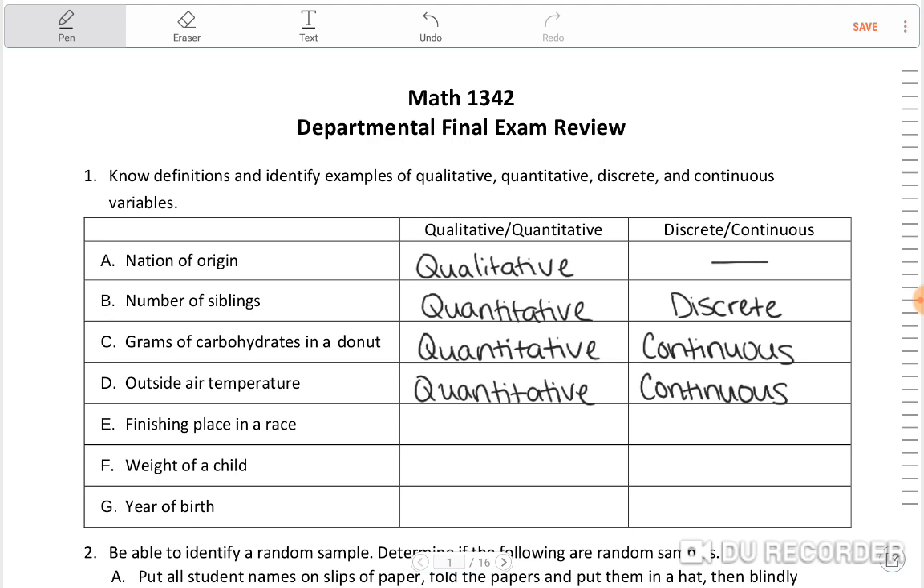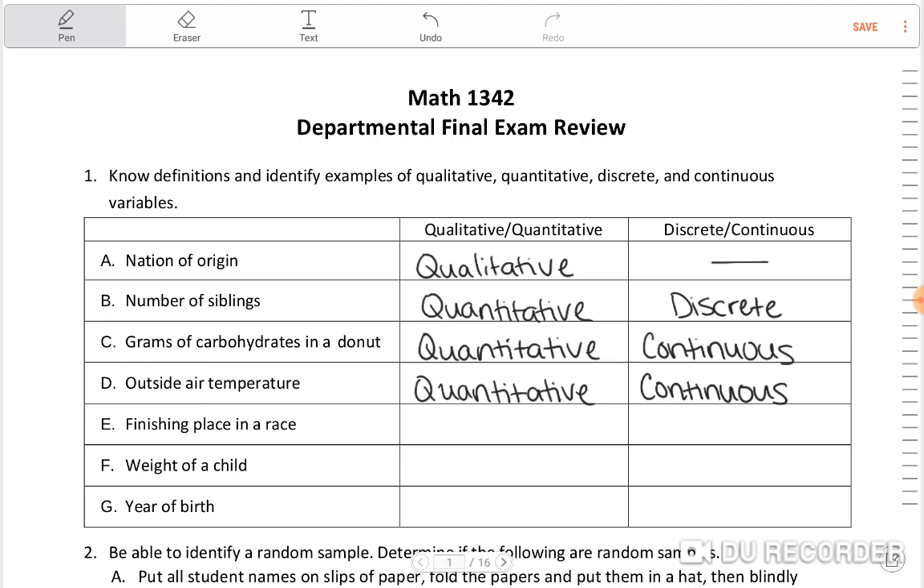Okay, finishing place in a race. This one's a tricky one, right? When we're talking about a finishing place in a race, we're talking about first place, second place, third place, and you're thinking those are numbers. Not really. Those are more like names of the places that you're in. It's not like you could add those numbers together and it would make sense. You can't say first place plus second place equals third place. That wouldn't even make sense, right? So you can't do any kind of operations on these so-called numbers when we're talking about finishing place.